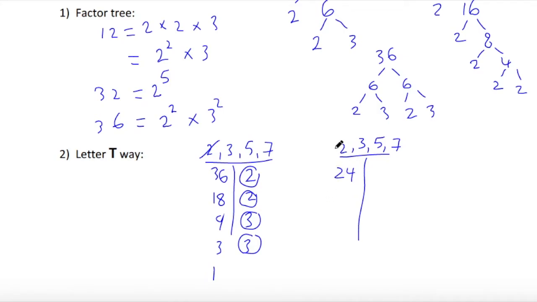Another example, if you have 24. 24 is an even number, so you can divide it by 2, equals 12. 12 is even, divided by 2 equals 6. Divided by 2 equals 3. 3 cannot be divided by 2, but it's divisible by 3, equals 1. So 24 can be written as 2 times 2 times 2 times 3.